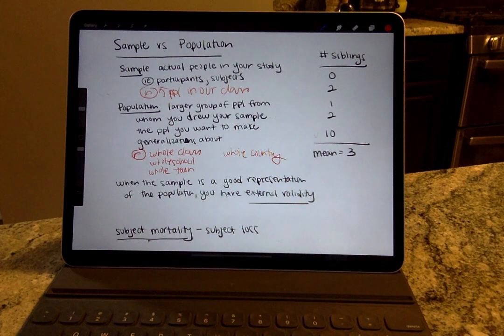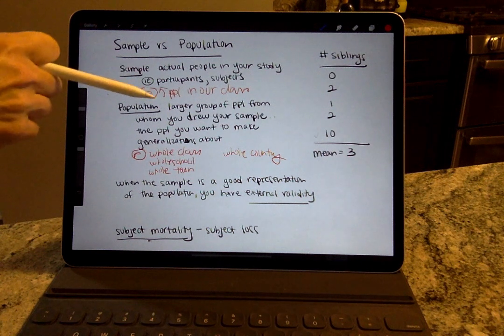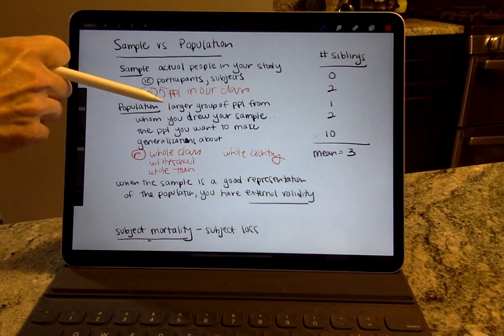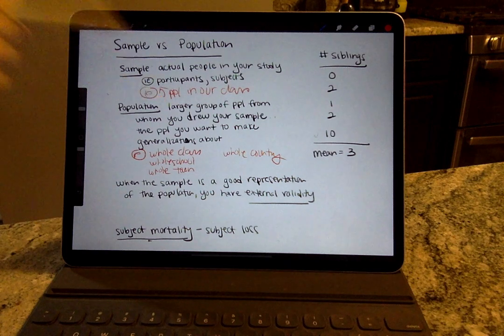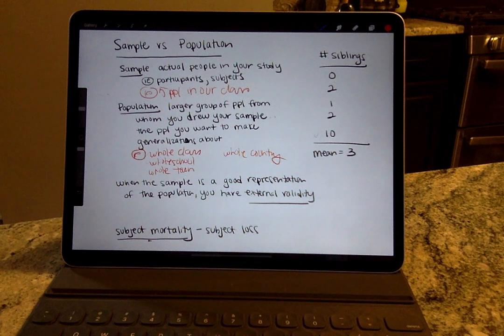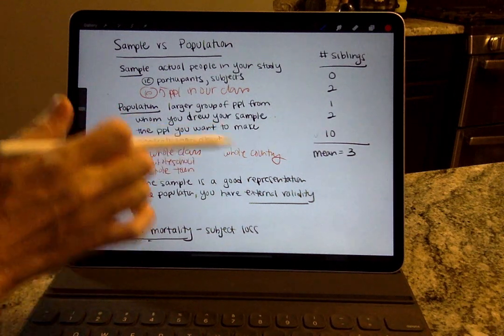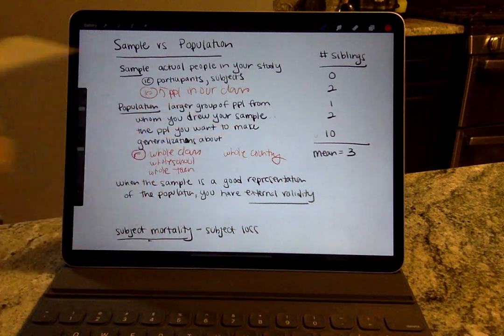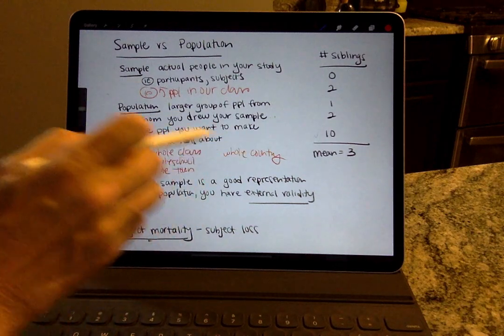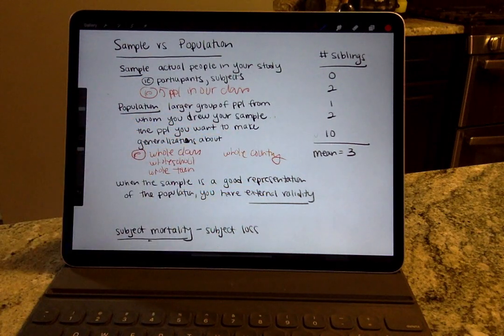Again, main thing here, sample is the people in your study. Good word of advice when you're answering a question about sample, always mention the number. And the population is the larger group that you're drawing your sample from. A lot of times in general, but also on assignments that I give you, I'm not going to define what the population is. I want you to tell me what you think makes sense in terms of a population, and then based on that, answer whether you think the sample represents the population.